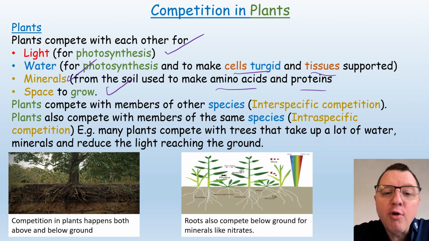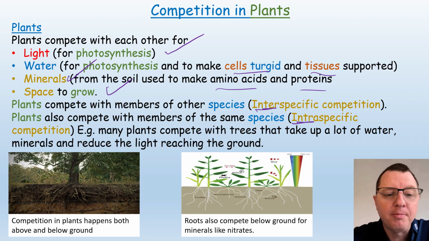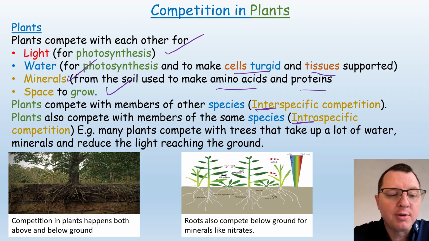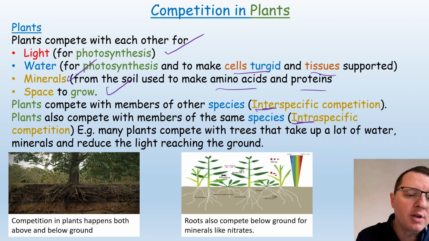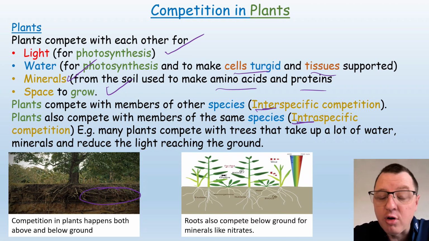Plants compete with members of other species, which is interspecific competition, and plants also compete with members of the same species, intraspecific competition. Many plants will compete with trees that take up a lot of water and minerals and reduce light reaching the ground. That's a big example of interspecific competition. Competition can happen both above ground and below ground, and here you can see a tangle of roots on a forest floor where the roots from different plants are competing with each other for water and for minerals and for space.